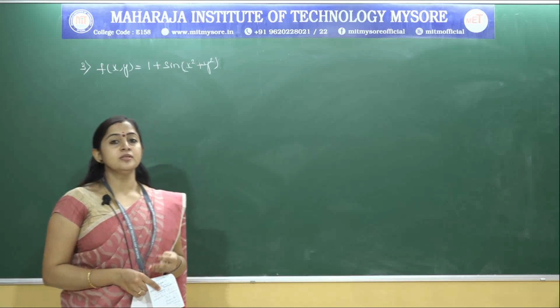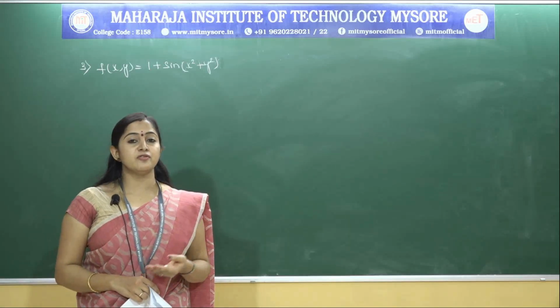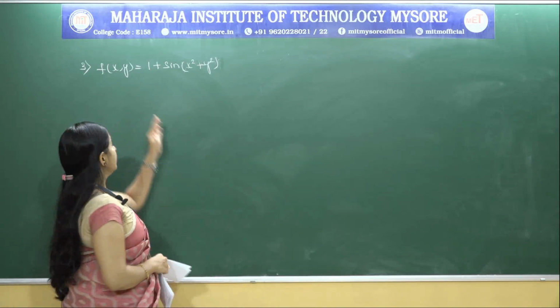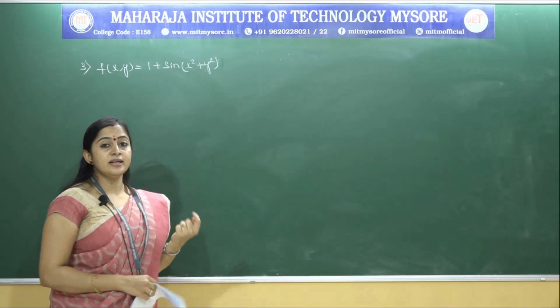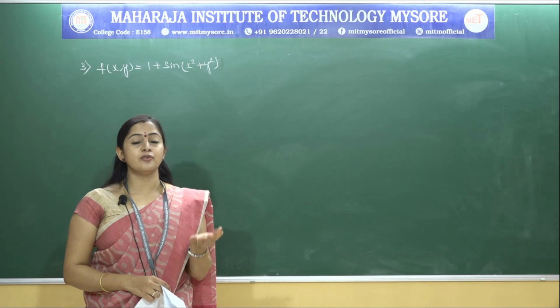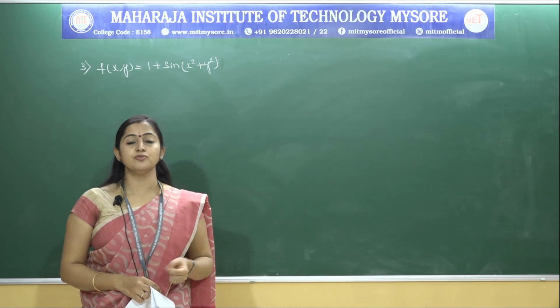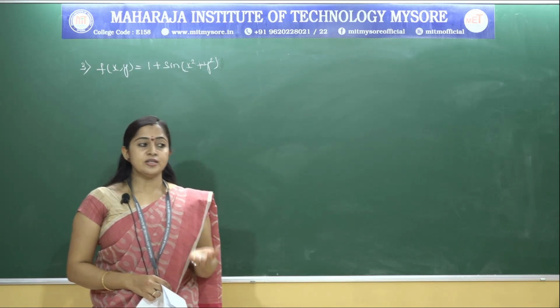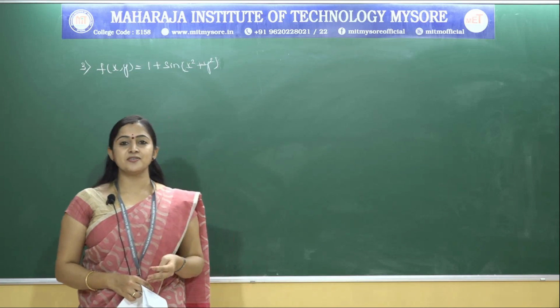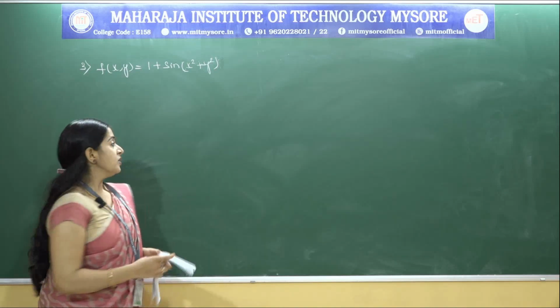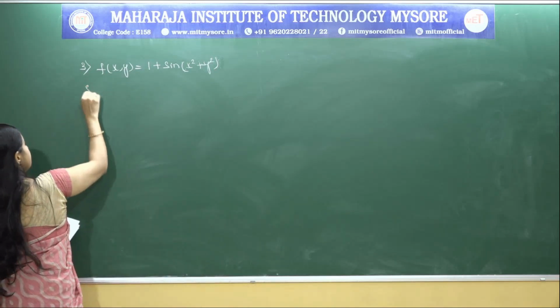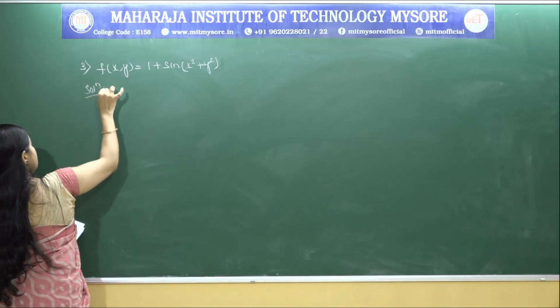So next problem, they asked to examine the given function f of x comma y equals 1 plus sine of (x squared plus y squared) for an extremum. Extremum means you have to find the maximum or minimum value for the given function. So as usual, you have to consider the given function, differentiate with respect to x and y, then equate to 0.